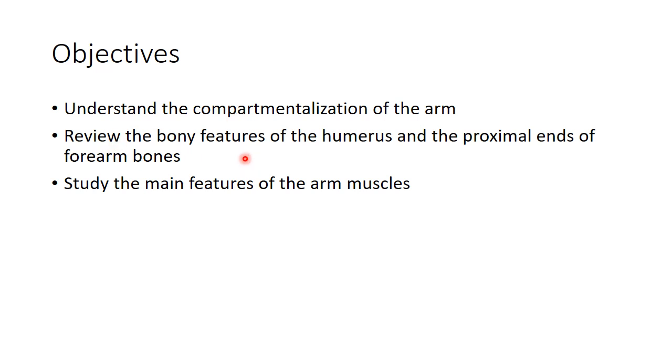And to review the bony features of the humerus and the proximal ends of the forearm bones, which are the radius and ulna. We will see the details of the bony features of these bones, and finally to study the main features of the arm muscles including their origin, insertion, nerve supply and action, as we are used to in each region.